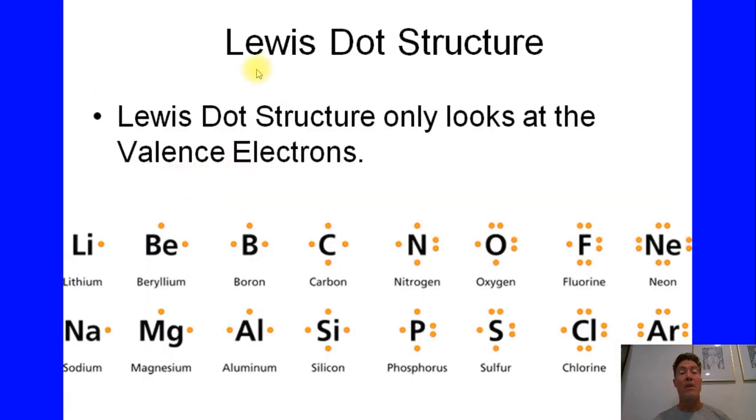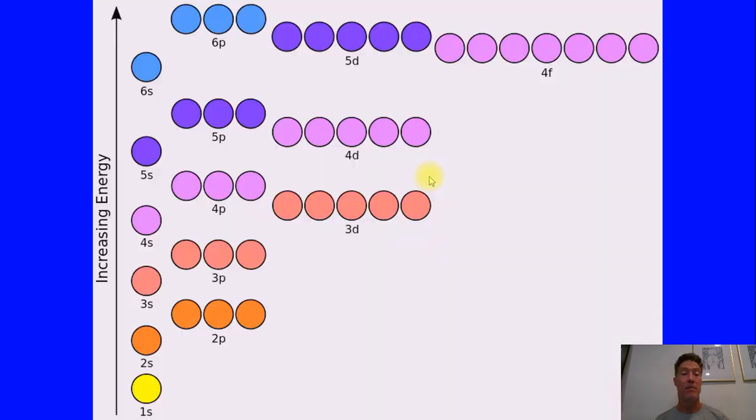So you'll often also see this depicted with what is known as Lewis dot structure. And again, Lewis dot structure only keeps track of the outermost valence electrons. So here's lithium with one valence electron. Here's sodium in the same group, one valence electron. Beryllium's got 2, magnesium's got 2, boron 3, aluminum 3, and so on.